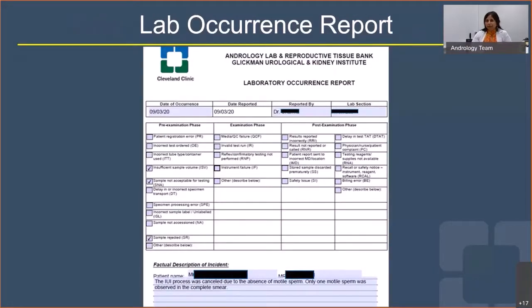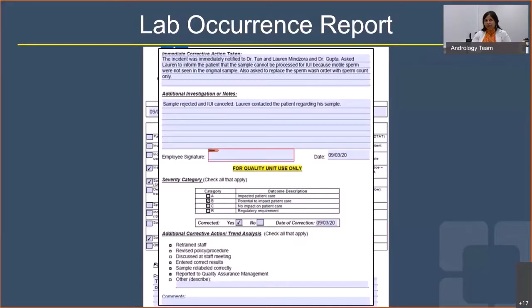Next. Any incident or accident or error or deviation is recorded as a lab occurrence report. This is part of our quality assurance. So this is a very detailed form which looks at the pre-examination, examination, and post-examination phase. And here, the factual description of the incident, you can look at the lower box, and it provides that the IUI process was canceled because of lack of enough number of motile sperm, as observed in the wet prep.